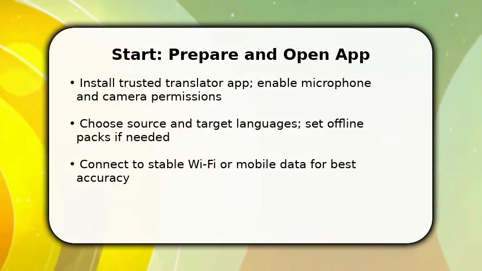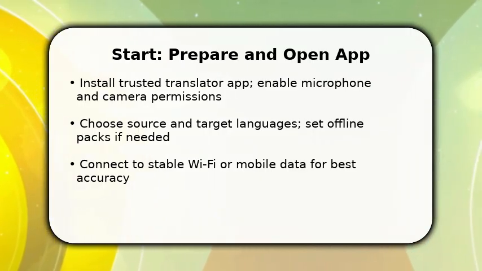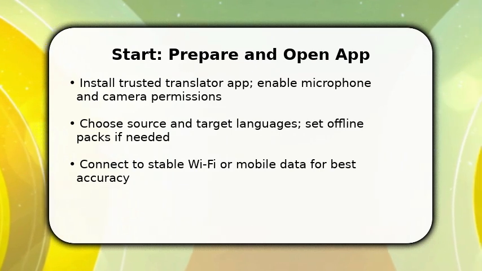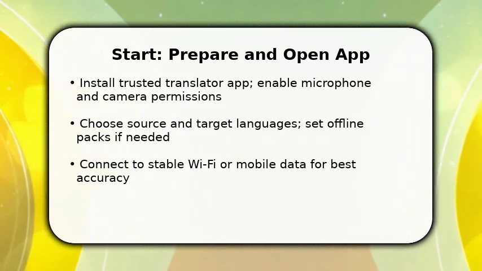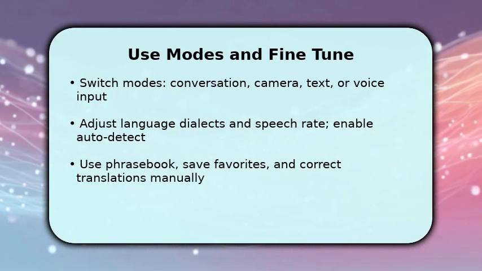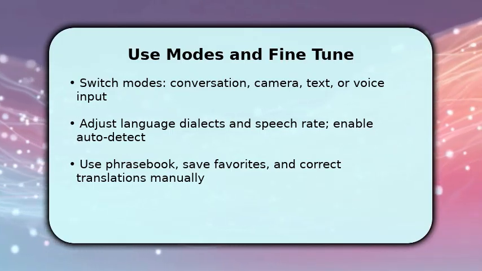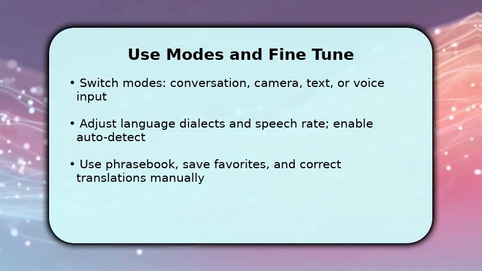Speak clearly and face the camera when translating signs or menus. This reduces errors and speeds processing, which is why you skipped extra setup and started translating immediately. Now you move into execution. Pick a mode: conversation for back and forth, camera for signs, text for typed input, voice for one-way speech.